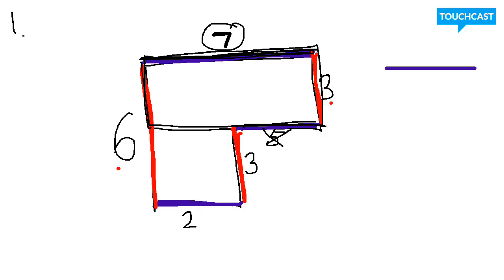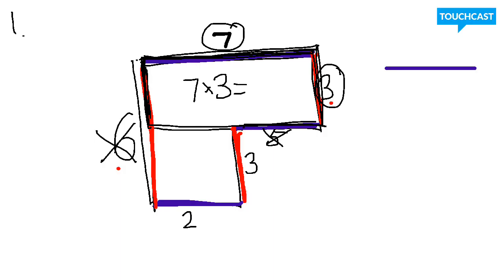Okay, next, what's the length of this side? Is it 6, which is this whole red line, or is it 3, which is this whole red line? Well, it's not 6, it's 3. So the area of the top rectangle is 7 times 3 equals 7, 14, 21.